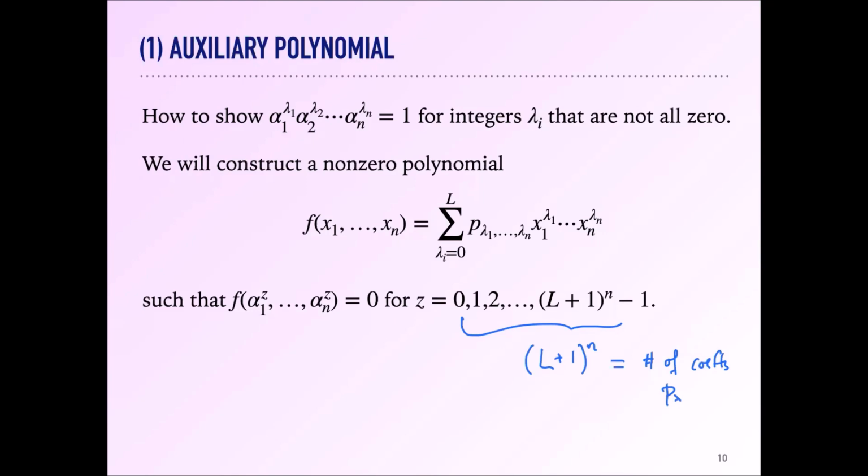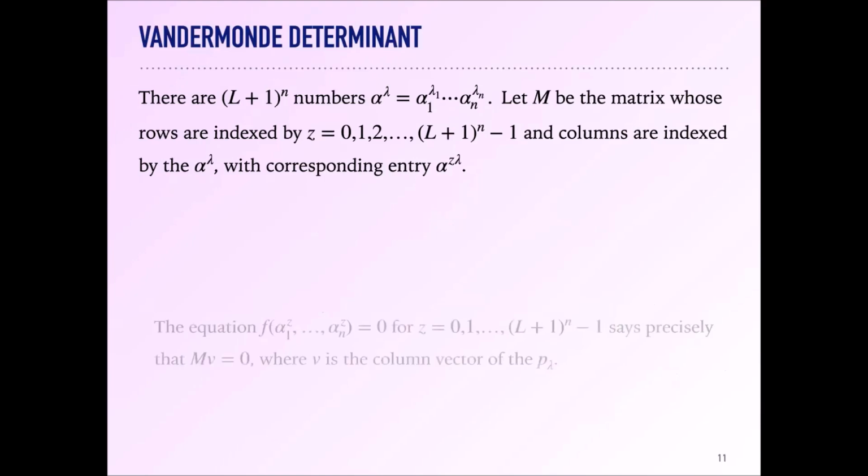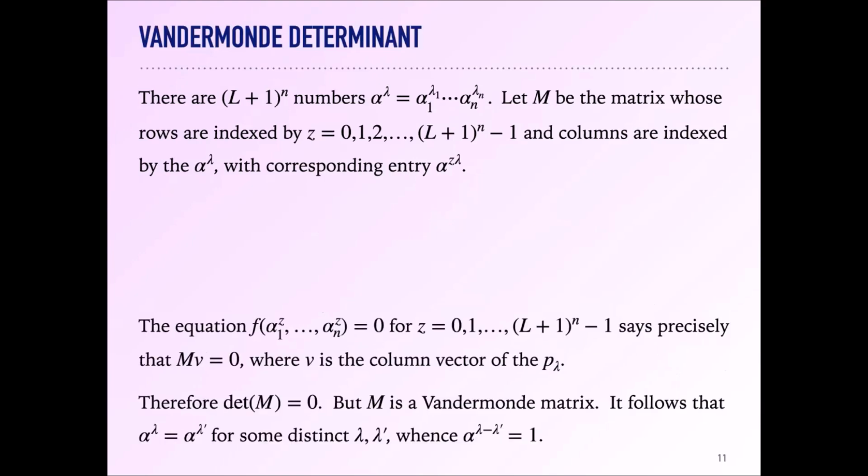So then I get some sort of matrix equation, and if I have a non-zero solution, then I get that some determinant is 0. Let's understand that determinant. There are L plus 1 to the n numbers, alpha to the lambda. I'm using the same multi-index notation as in the last talk, alpha 1 to the lambda 1, all the way up to alpha n to the lambda n. Now I consider the matrix whose rows are indexed just by my z's. So they go 0, 1, 2, and so on, all the way up to L plus 1 to the n minus 1.